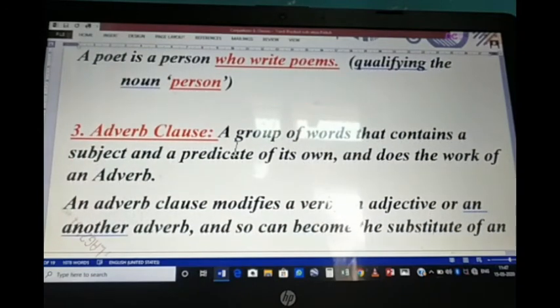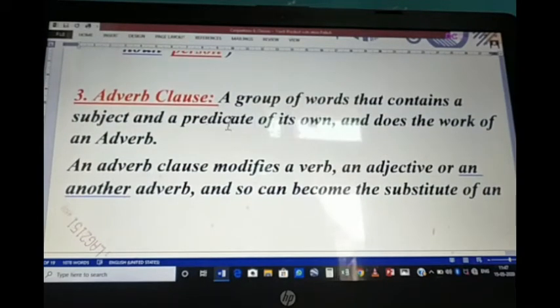Another, the third one, adverb clause. A group of words that contains a subject and a predicate of its own and does the work of an adverb. So, adverb क्या होता है? Adverb कोई लफ्ज होता है जो किसी वर्ब को या एडजेक्टिव को या किसी अनदर एडवर्ब को मॉडिफाई करे. And as you already know, the adverb is a word which modifies a verb or an adjective or another adverb. तो adverb clause भी ऐसा ही काम करती है.